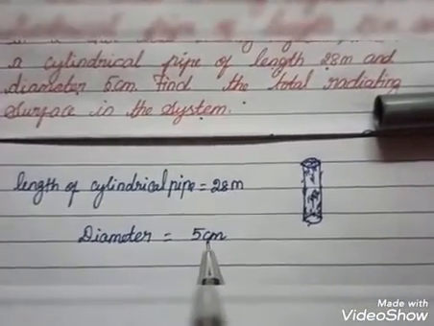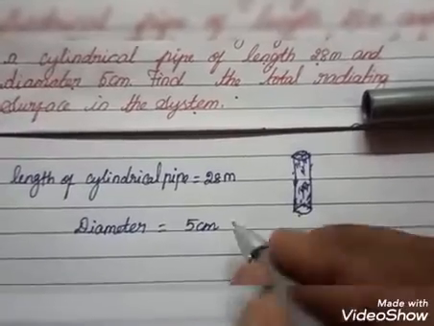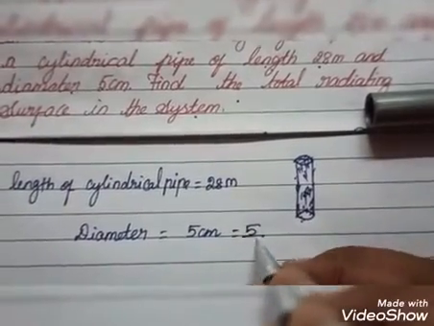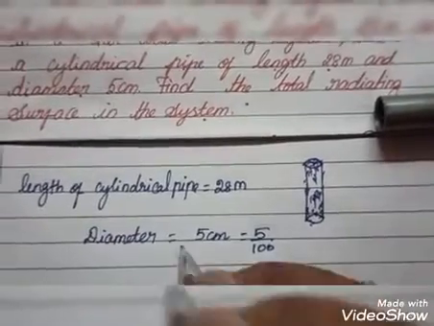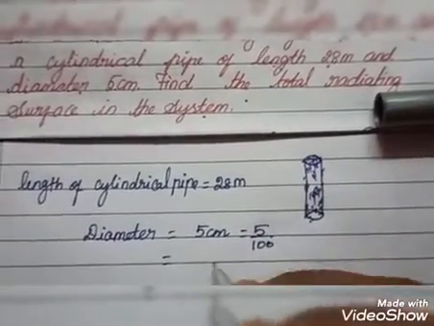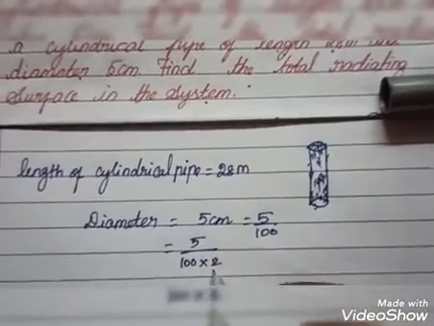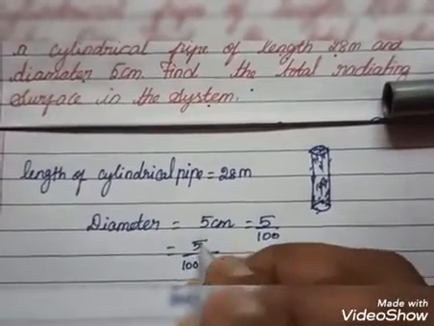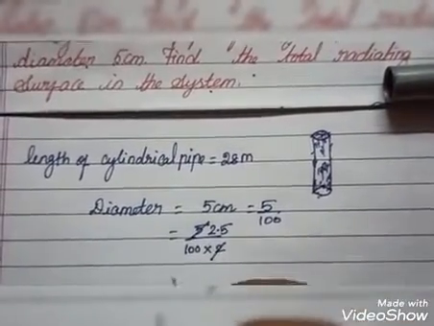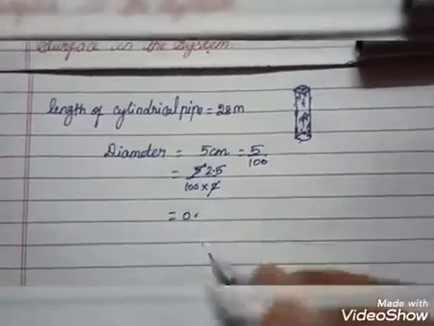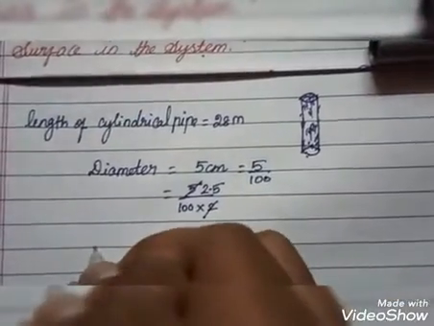You need to change this into meter. So 5 can be divided by 100, and then the same 5 divided by 100 into 2. So you need to divide by 2. You get 0.025 meter. So this is the radius.